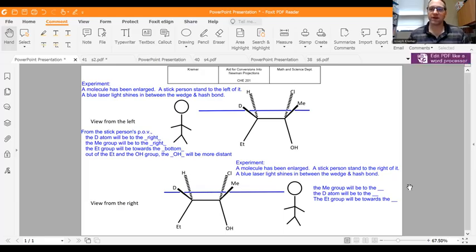And likewise, if you're looking for the rest of the pieces up above, the hydrogen and the chlorine will be to the left. To the stick person's point of view, comma, the hydrogen and the chlorine are to the left.